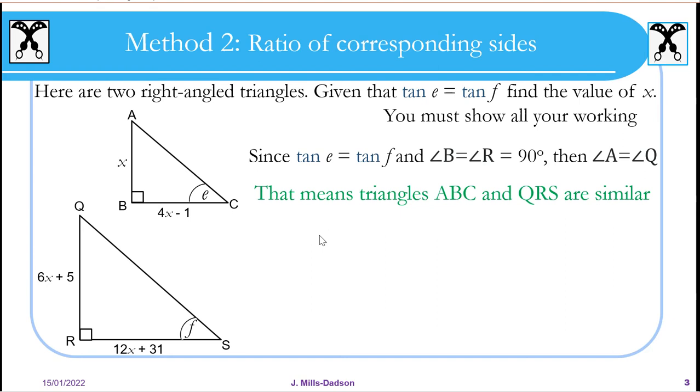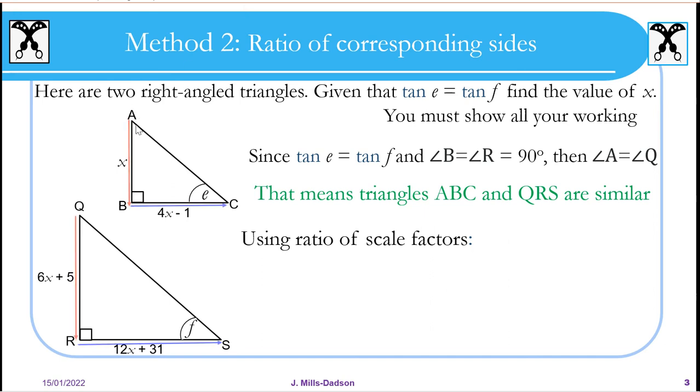So the red is one scale factor that we can express, and the blue is also another scale factor we can express. So x over 6x plus 5, that's one scale factor. At the same time, 4x minus 1 over 12x plus 31, that's also another scale factor. You need to be consistent.